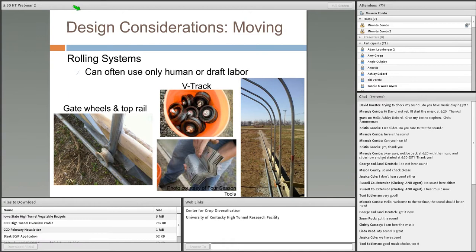Metal is the most common, but there's a new commercial model out there called a V-track, where instead of laying down pipe track, you lay down this V-shaped metal, and then there's a grooved wheel that rests across the top. But it's the same principle. You're just reducing friction by adding wheels.